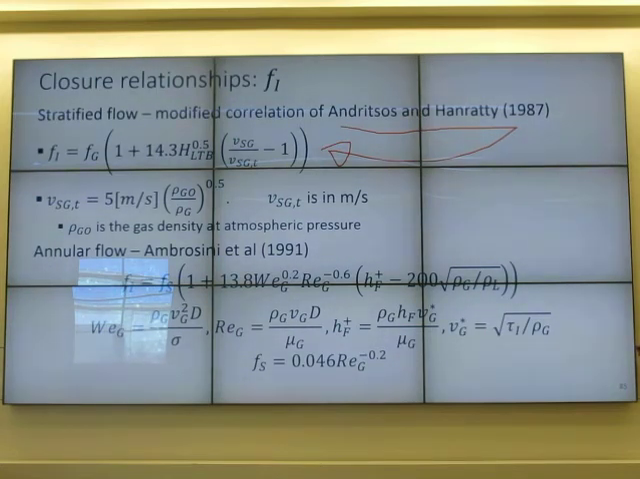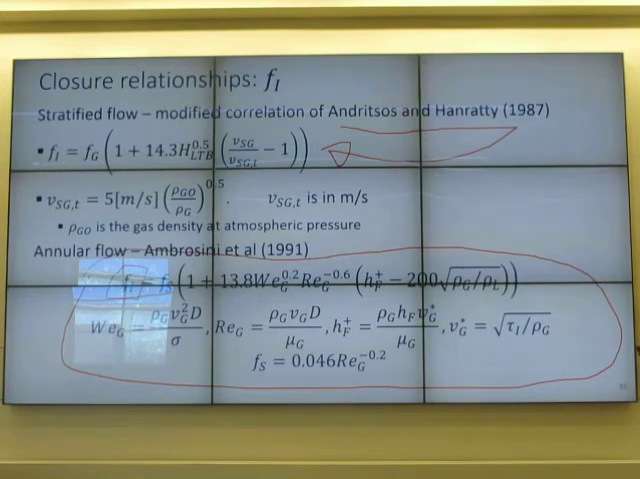For annular flow, F sub I uses Ambrosini. This is quite a lot, maybe, but that's how F sub I can be calculated. So if you look at this, you see that they didn't really use the form F_I equal to 1 plus 300 something, right? They didn't use that form. So they use another form. They use whatever they think allows the best fit to the data that they have, okay?